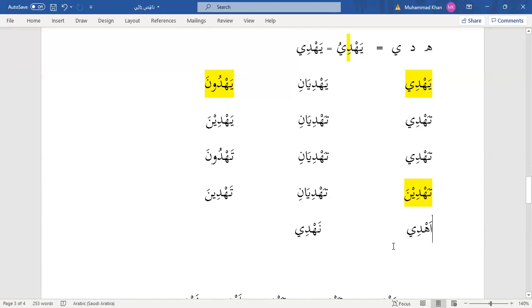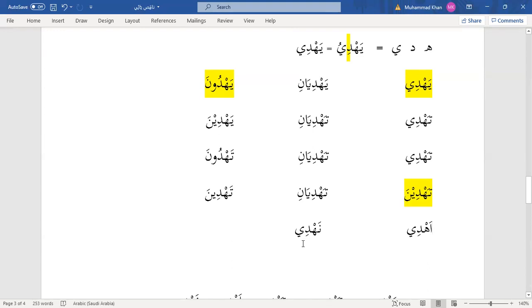If you remember in the yad'u, four of them were equal: the masculine plural and the feminine plural were the same. Tad'una, yad'una, tad'una. And here it is yahdi, yahdiyani, yahduna, tahdi, tahdiyani, yahdina, tahdi, tahdiyani, tahduna, tahdina, tahdiyani, tahdina. So anti and antunna have become the same: anti tahdina and antunna tahdina. Both are the same, and ahdi and nahdi.